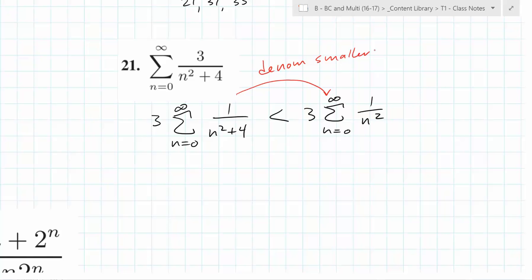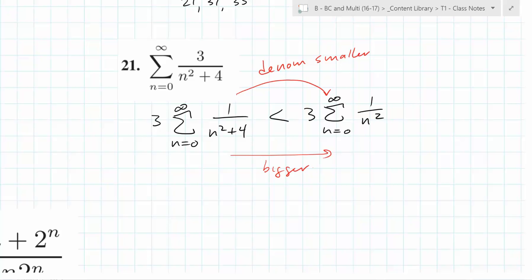Okay, everybody, let's think about this for a sec. If we make the denominator smaller, what does that do to the overall fraction? It makes the whole thing bigger. 3 over 2, 3 over 1. Which one is bigger? 3 over 1. You make the denominator smaller, it makes the whole fraction bigger.